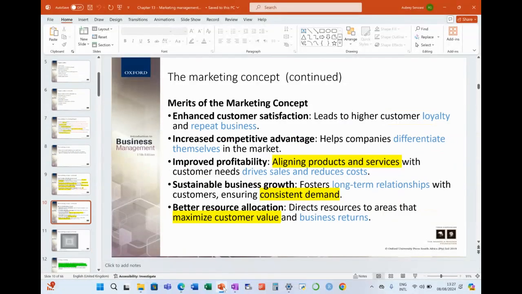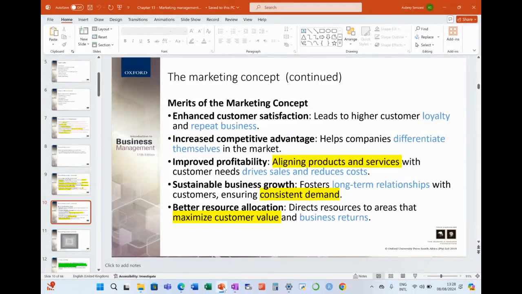Now here they're talking about the merits, the benefits of obviously following the marketing concept. It enhances customer satisfaction, increases competitive advantage, and improves profitability and sustainable business growth, because we have constant demand. If you are happy with the way in which you experience a certain product or service, you'll be back. And you'll tell other friends about what you received from MSA during Kobe's lectures, isn't it? Maybe not.